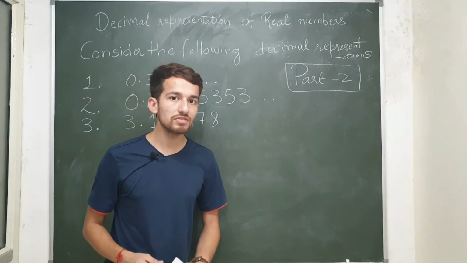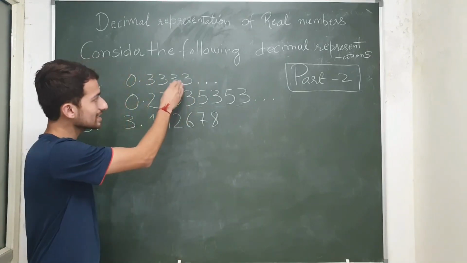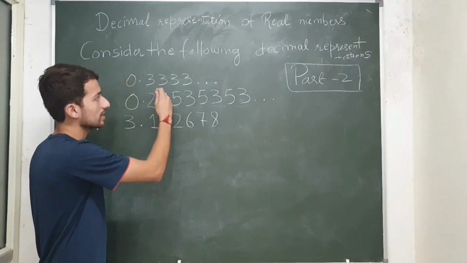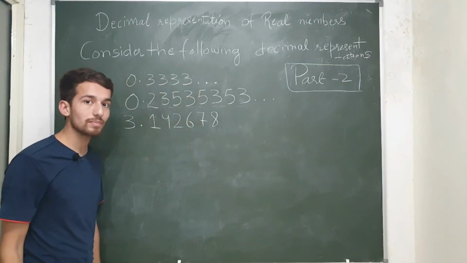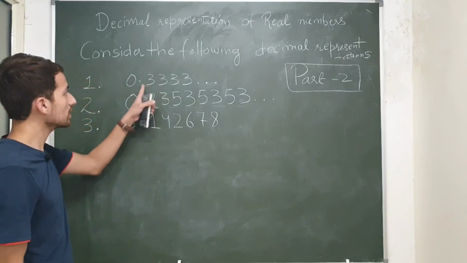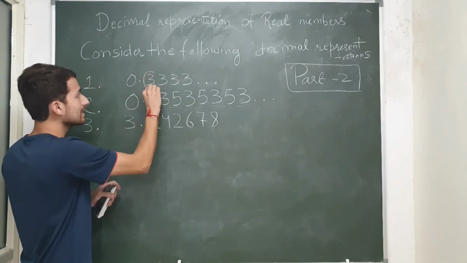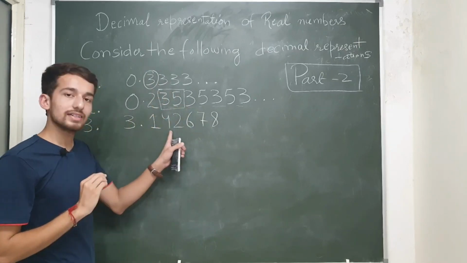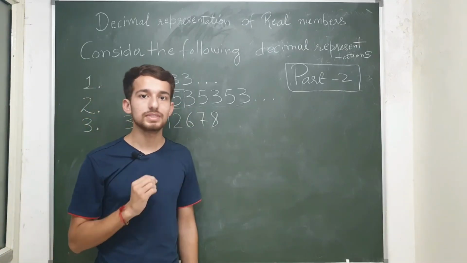So now the quick observations which we can make: the first two decimal representations are infinite non-terminating decimal representations. In the first one only one digit is repeating, whereas in the second two digits are repeating. The third is a terminating decimal representation.